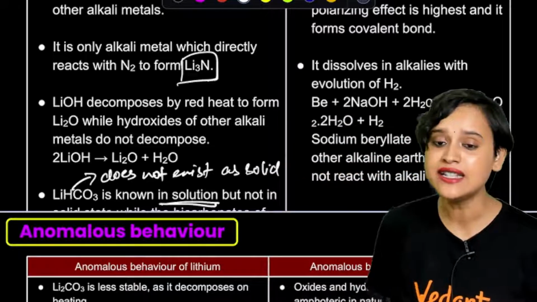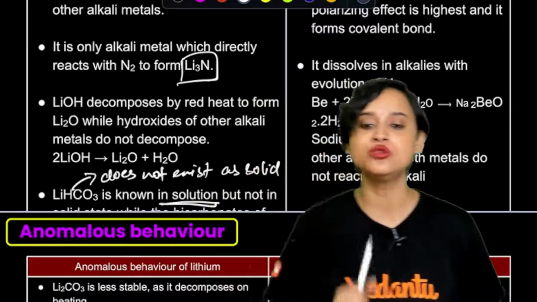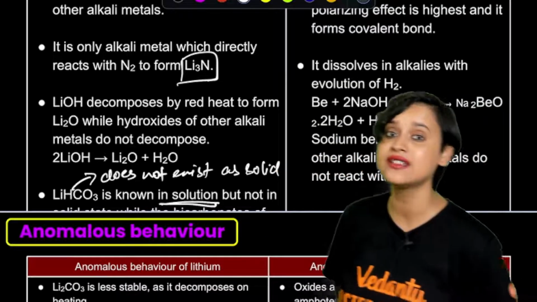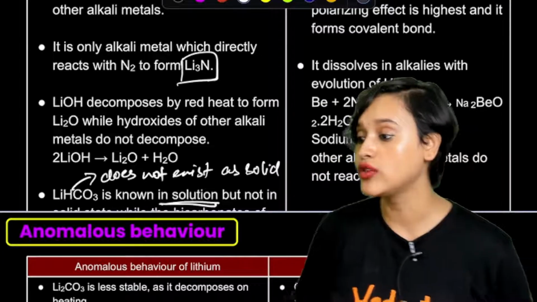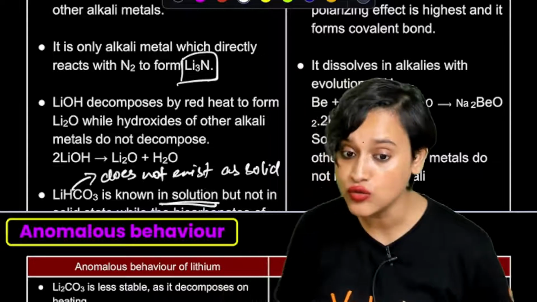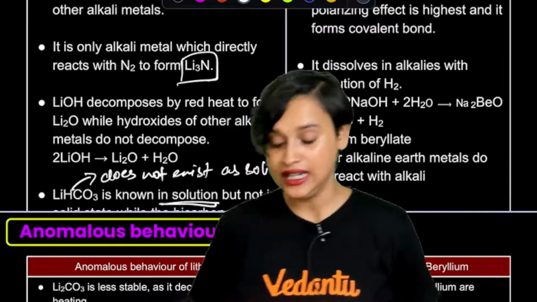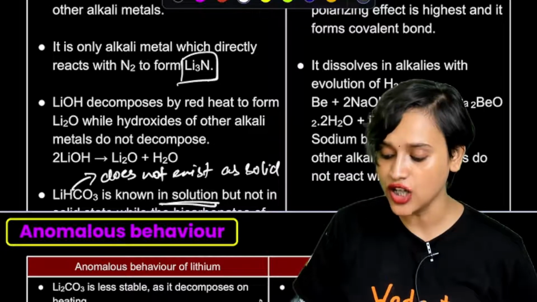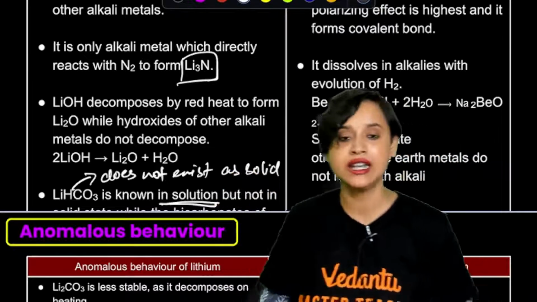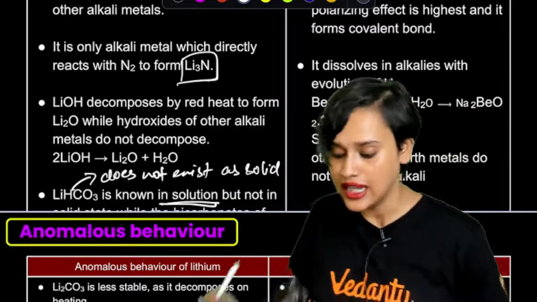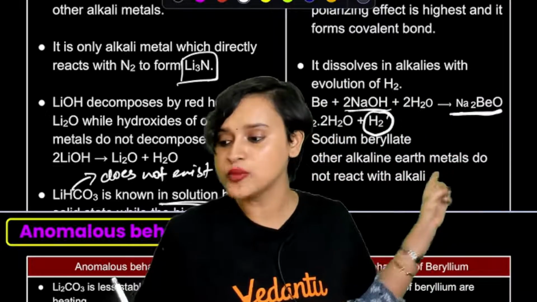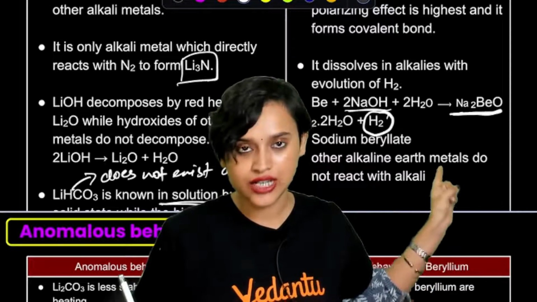Yes. Then we talk about group 2, that is beryllium. Beryllium also has high charge density, and that is why the polarizing effect is highest, and it does form covalent bonds. Once again, Fajan's rule. It dissolves in alkalis with evolution of H2. Do you remember? Yes, we have spoken about it. Beryllium will react with sodium hydroxide and it will produce hydrogen gas. Here, what is forming? This right here is your sodium beryllate. It forms sodium beryllate.